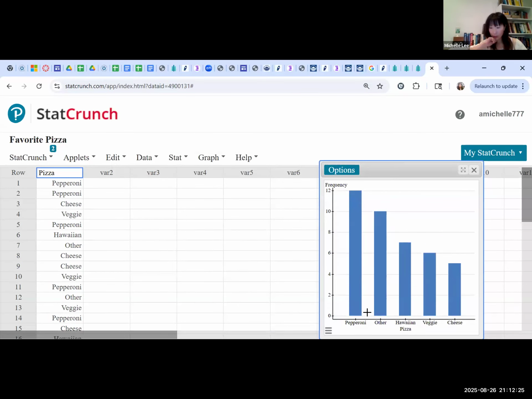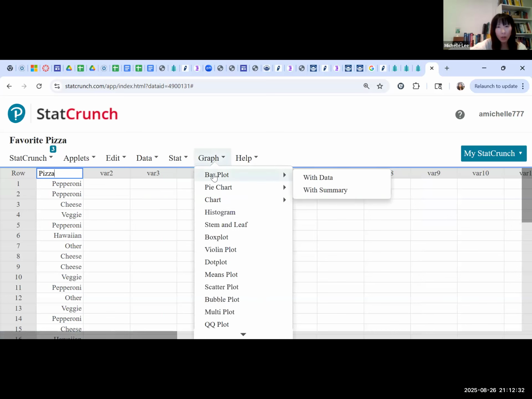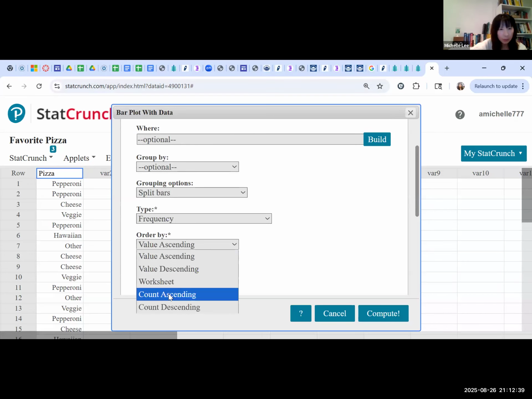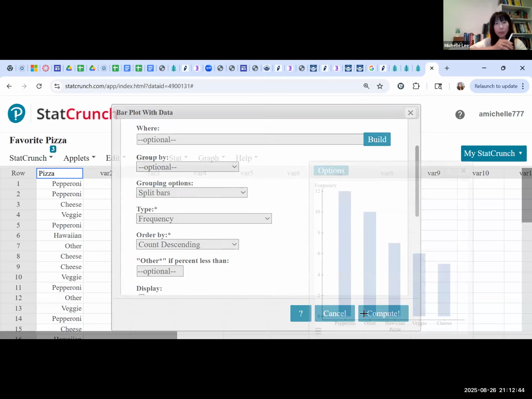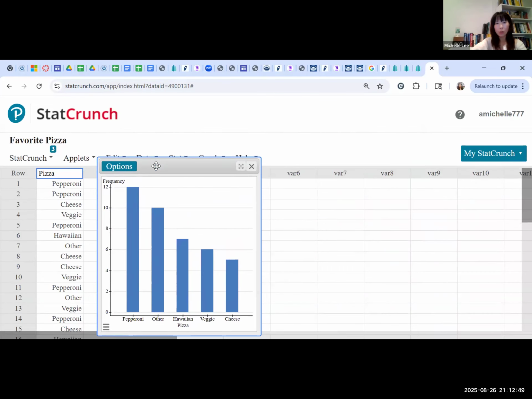Oh, did you see that? One more time, just in case you did not see that. All right, one more time: Graph, Bar Plot with Data, click that, pick the column, and then count descending order. Compute, that's it. Can you see that? That is descending order from the highest frequency to the lowest one. That's a Pareto chart, okay?